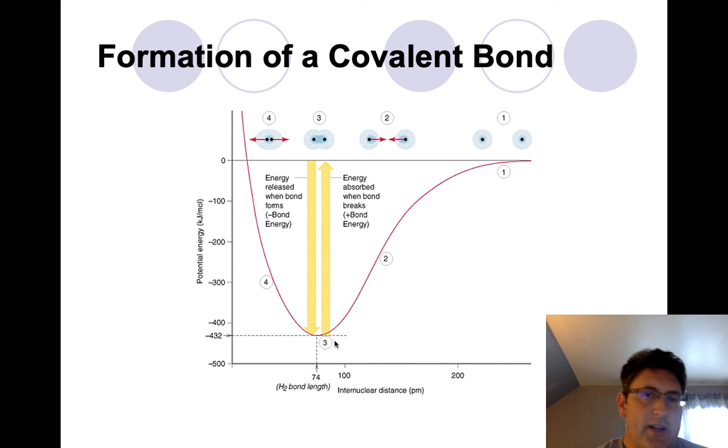Conversely, bond energy can also be defined as the energy required to break this bond apart. It's the same amount of energy, it's just going in the opposite direction. You would have to put that in, so it would be endothermic. So in chemistry, we always use the terminology that when bonds form, energy is released and it's exothermic. When bonds are broken, it is endothermic and energy has to be absorbed.